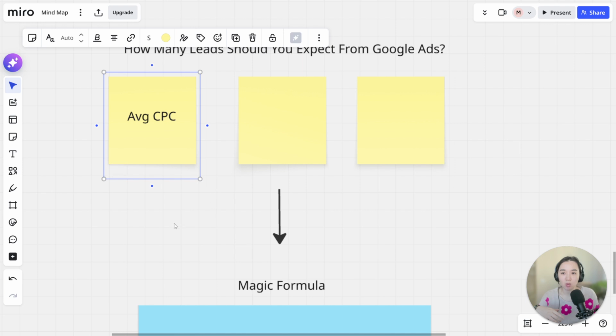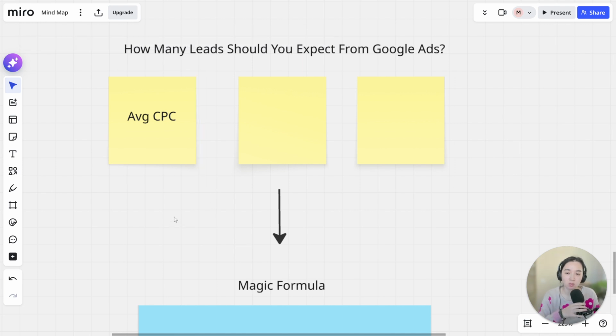The first thing that I want you to look at is your average cost per click. The best place to find your average cost per click, and this is going to vary per industry, per market, because this is really dictated by the level of competition, is the Google Keyword Planner, which is a free tool within the Google Ads interface, to determine what your average CPC or cost per click is.